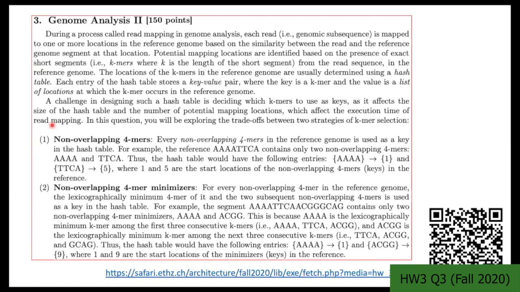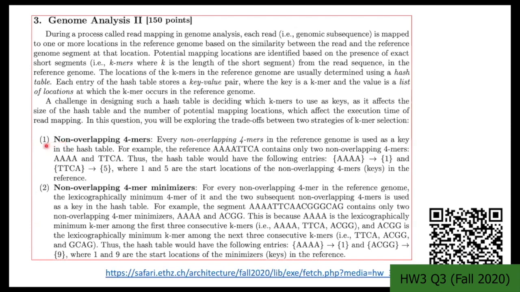Basically, in this question, you will be exploring the trade-offs between two strategies of k-mer selection. Since these k-mers are very short compared to the entire read sequence, think about k equal 4 and a read sequence of 100, for example. Then there are many ways that you can extract such very short k-mers from the read sequence. In this question, we discuss only two methods to extract k-mers.